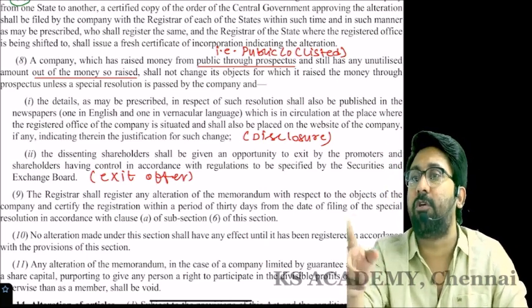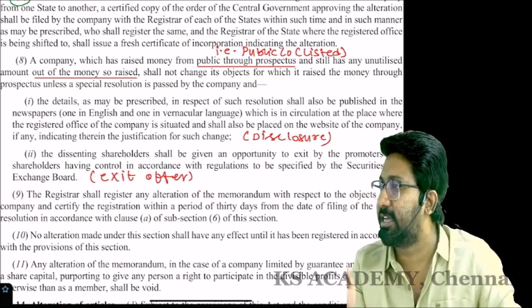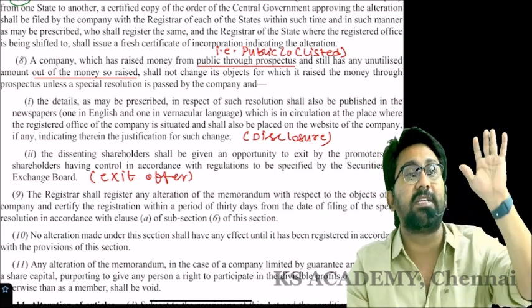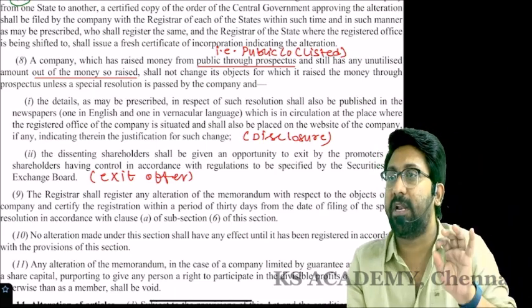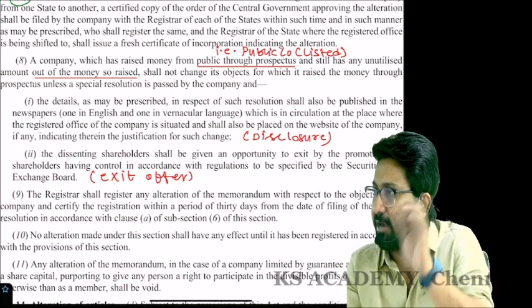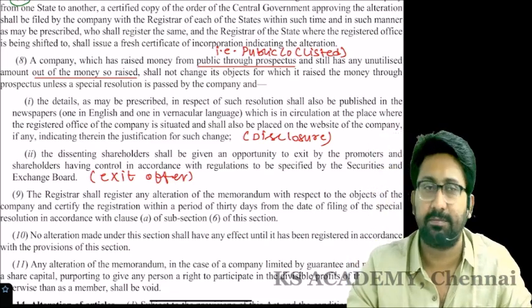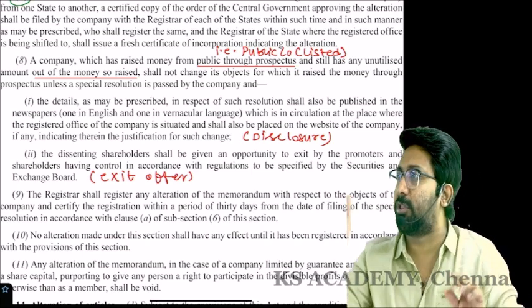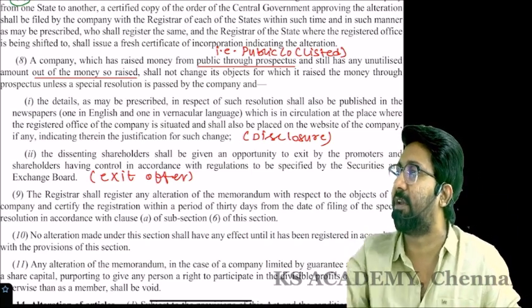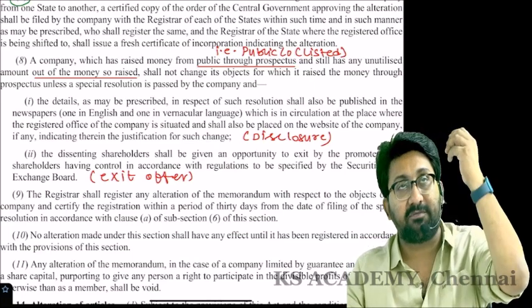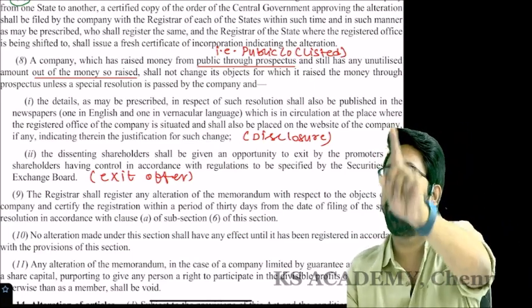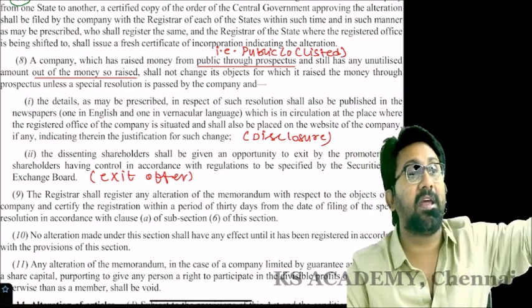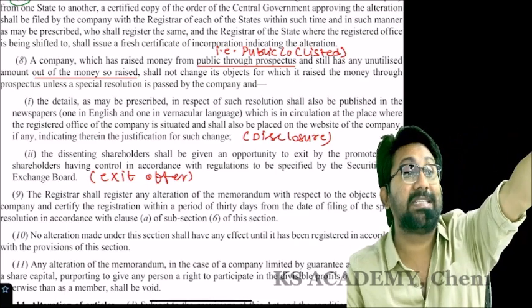In the meanwhile, the company wants to change its objects. Can it change or not? It can change with a special resolution. Special resolution means it requires 100% approval or 75% approval? Sorry, I will give an example. 1,000 members attended. How many should vote in favor? 780 voted in favor. Resolution passed or not passed? 780 passed. Balance, how many are there? 220. Those are called dissenting.